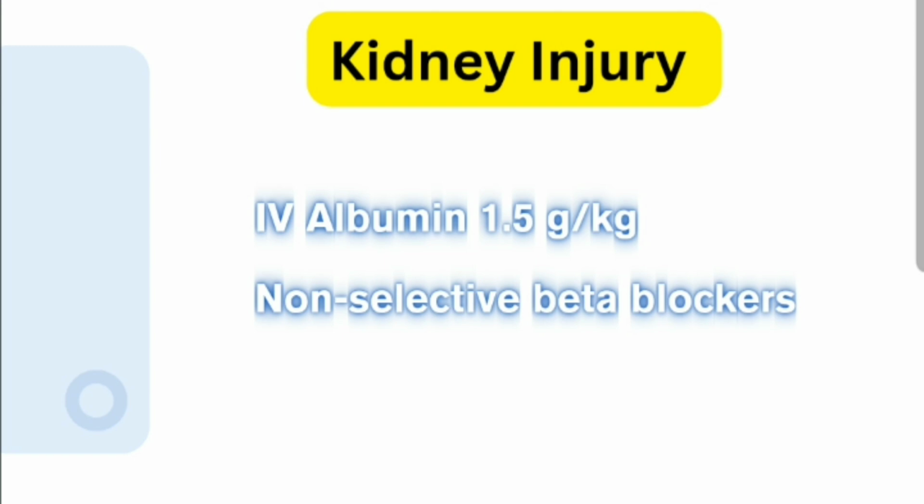And the second treatment consideration is non-selective beta blockers, which increase the risk of hepatorenal syndrome in patients with SBP. So they should be discontinued due to their adverse impact on cardiac output, renal perfusion, and long-term survival in advanced cirrhosis.